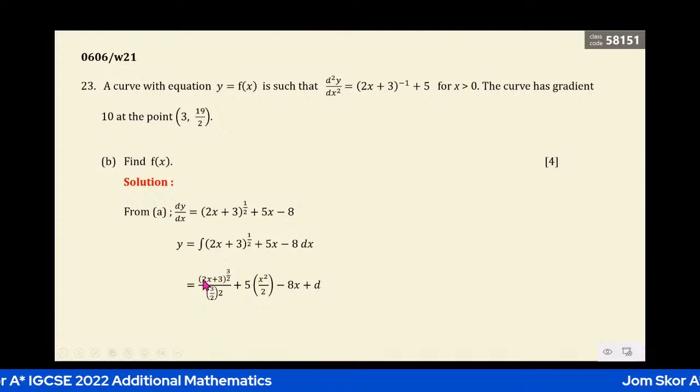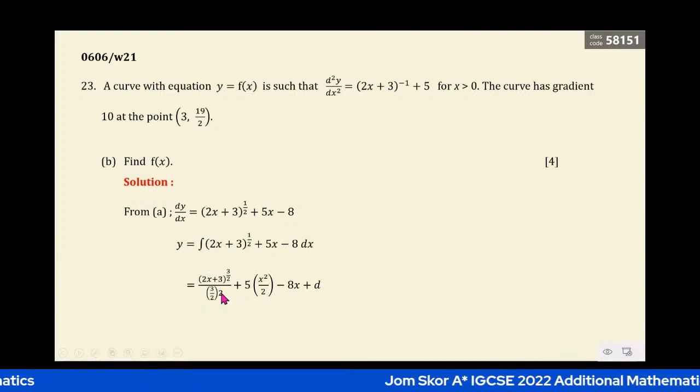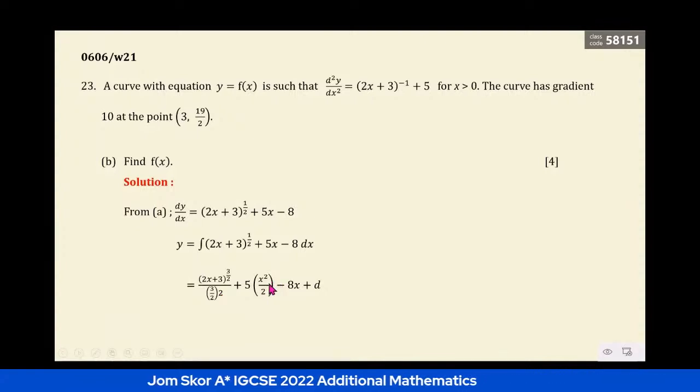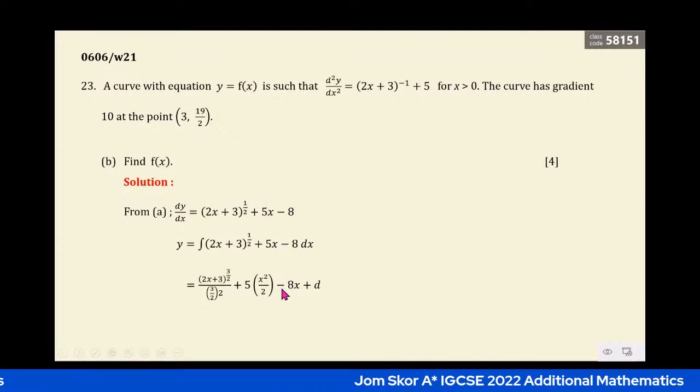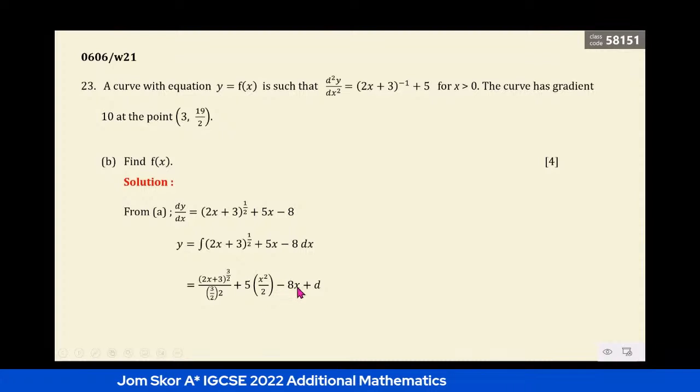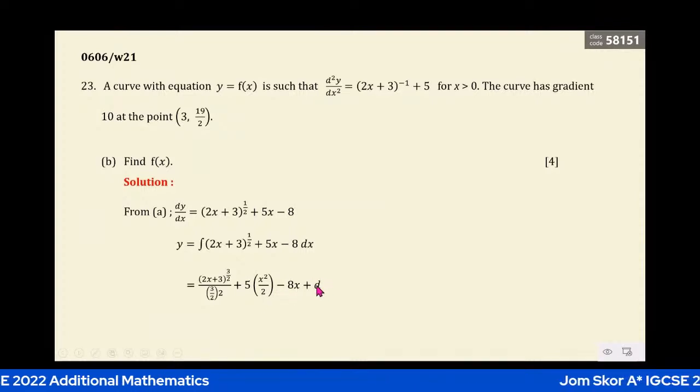And then one more time, kita differentiate 2x plus 3 to get 2 here. Okay. Then integrate x, you will get x squared over 2. 5 is still here. Integrate x, you will get 8x negative. So don't forget to just copy the sign here, negative 8x plus d. D is a constant. Teacher tak buat C sebab tadi pun C, tapi kalau nak buat C pun tak ada masalah.